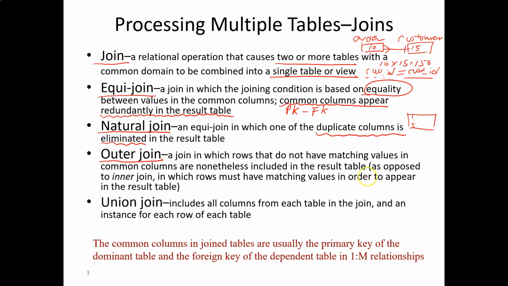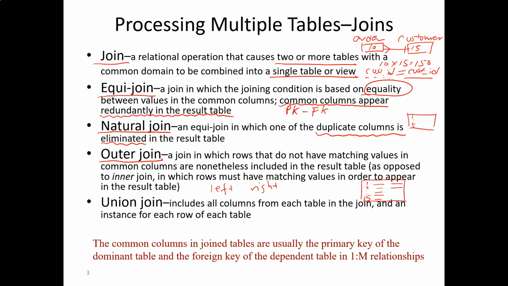But in an outer join, the rows that do not have matching values in common columns are nonetheless included in the result. So you will have a few rows with customers who have placed an order, and then you will also have a few rows with customer information but without an order number. So that's called the outer join. And there are what's called a left outer join and a right outer join. Left is really referring to the table that appears on the left side of your SQL statement, and right is referring to the table that's on the right side of your SQL statement.